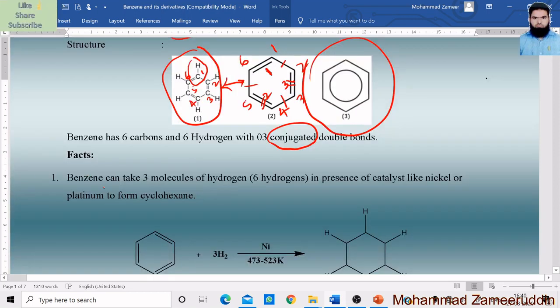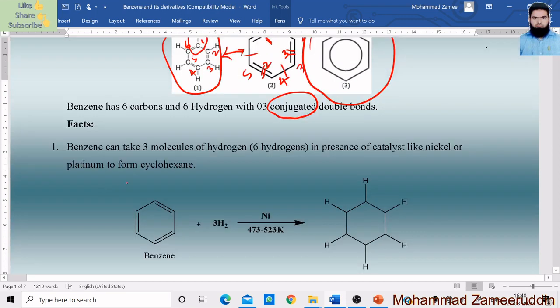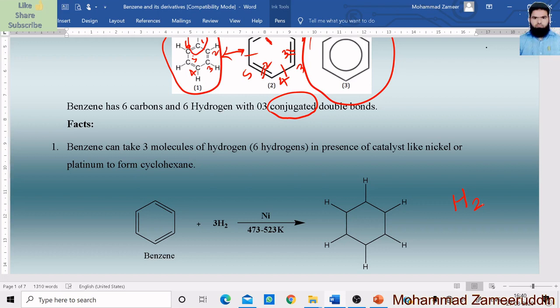The first fact is that benzene can take 3 molecules of hydrogen, meaning 6 hydrogens. One molecule of hydrogen is H2, so each molecule has 2 hydrogens. So 3 molecules will have 6 hydrogens, in the presence of a catalyst like nickel or platinum, to form cyclohexane.